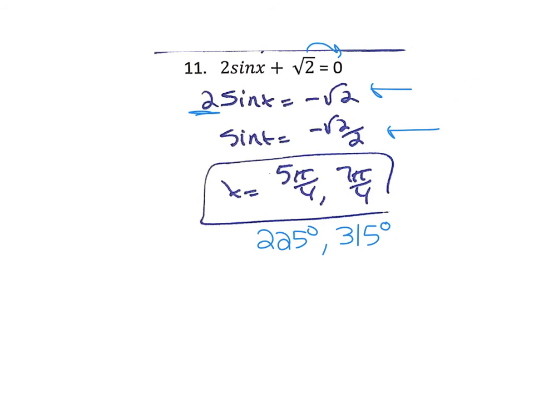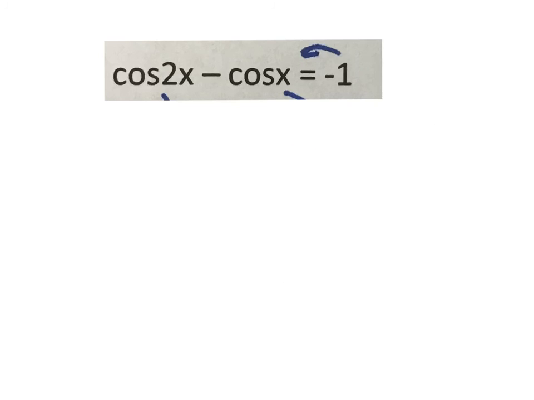So I'm looking at my unit circle, or you should know these actually. That's going to be pi over 4s, and because it's negative, it's quadrant 3 and quadrant 4. That's what I found. 5 pi over 4 and 7 pi over 4. If you change those to degrees, you get 225 degrees and 315 degrees. And that's 11. All right, number 12, last one.